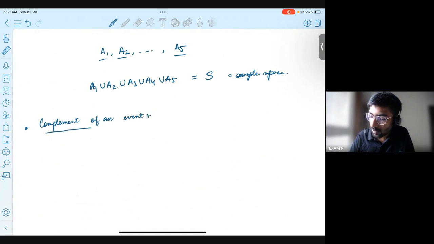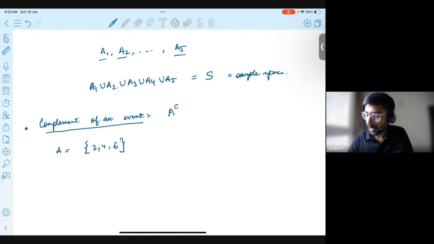So complement is just the opposite. It's all those outcomes which are not contained in that particular event. When I say A complement, it's basically all the items that are not taken away from the sample space. For example, A. In our case, A was getting an even number. So even number, the possible outcomes were 2, 4 and 6. The entire sample space was 1, 2, 3, 4, 5, 6.